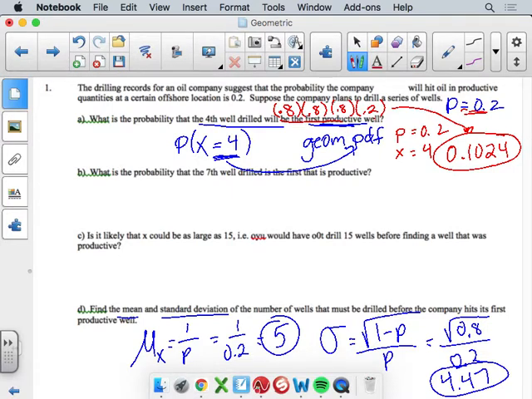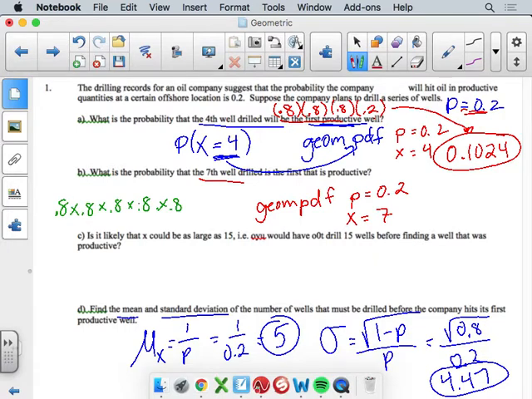So, alright, B, what is the probability that the seventh one is the first productive one? So that exactly the seventh one is the first productive. So again, another geometric PDF at 20% chance every trial. X equals 7. And if you are wondering by hand, it would be the first 6, 1, 2, 3, 4, 5, 6, and then the seventh one is the productive. Both give us the same answer, which is about 5%, 0.0524.